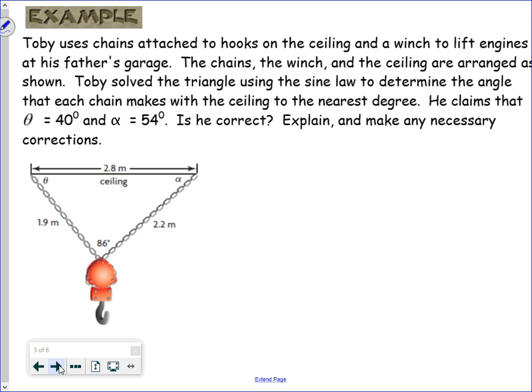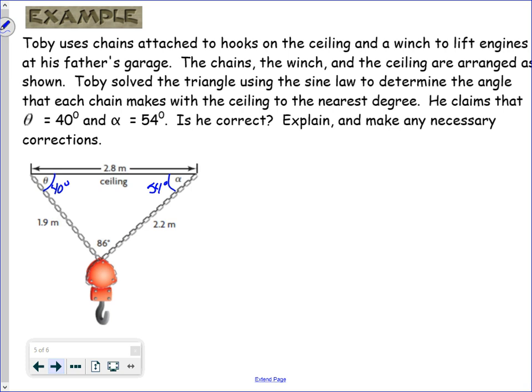In this example, Toby uses chains attached to hooks on the ceiling and a winch to lift engines at his father's garage. The chains, the winch, and the ceiling are arranged as shown in this triangle. Toby solved the triangle using the sine law to determine the angle that each chain makes with the ceiling to the nearest degree. So he claims that theta is 40 degrees, so this angle here is 40 degrees, and he says that alpha is 54 degrees. So we need to figure out if he is correct. If he's not correct, then we need to make the corrections.